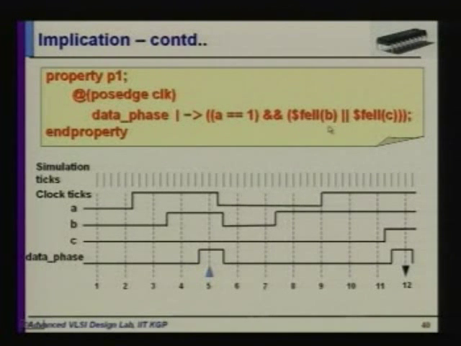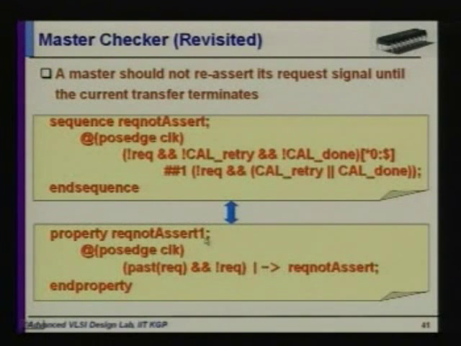What is $fall? It means from 1 to 0. The logic fails from 1 to 0, or from B, C first from 1 to 0. This is the property. This was happening in the same clock cycle as data phase becomes 1. That property must hold in that clock cycle where data phase becomes 1. Okay. So in the master, okay.